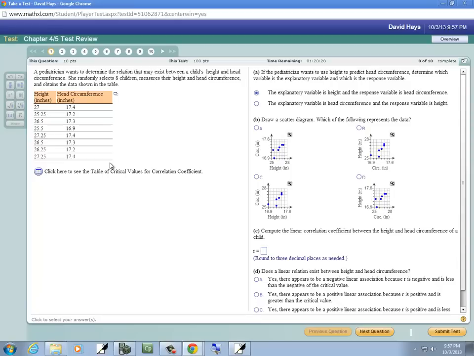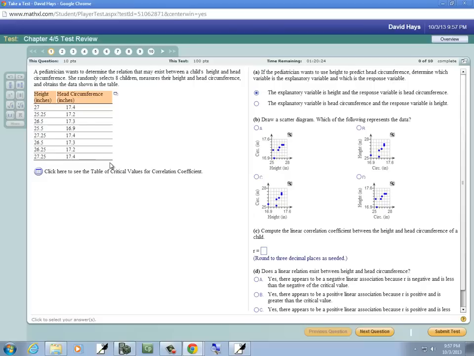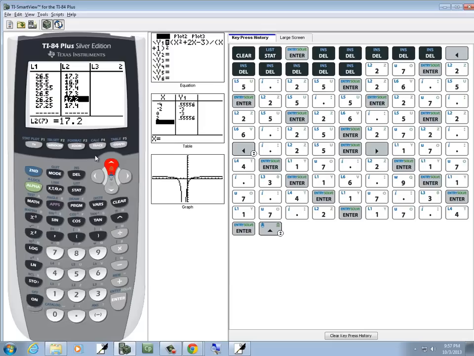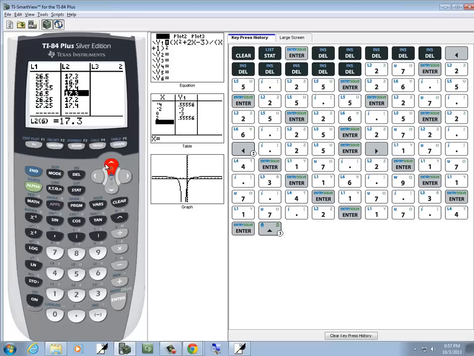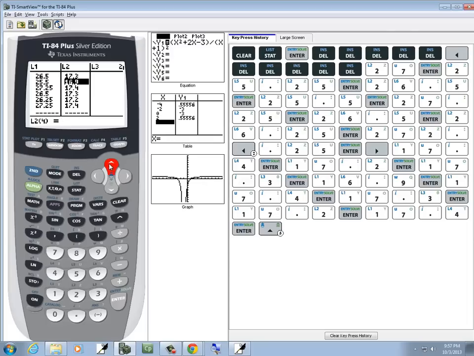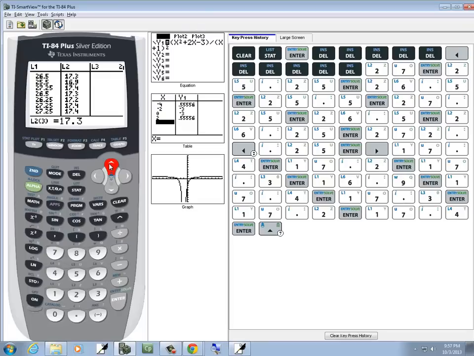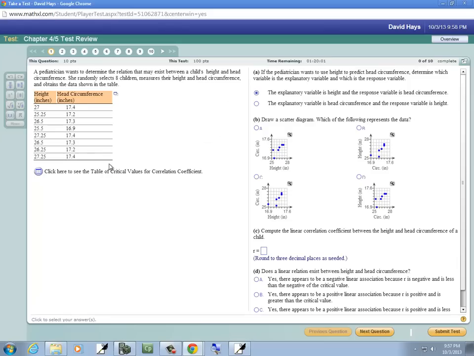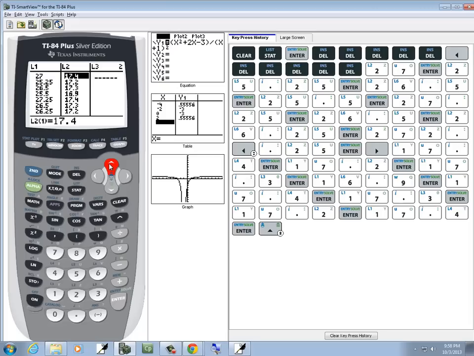Okay, 27.25, 17.4. 26.25, 17.2. 26.5, 17.3. 27.25, 17.4. 25.5, 16.9. 26.5, 17.3. 25.25, 17.2. And 27 and 17.4. Okay, that all looks correct.